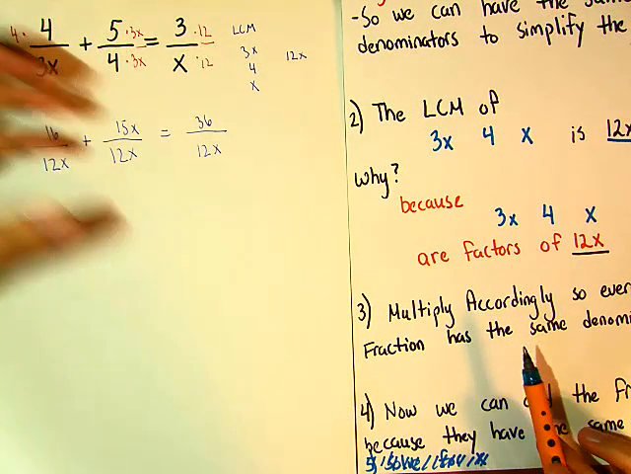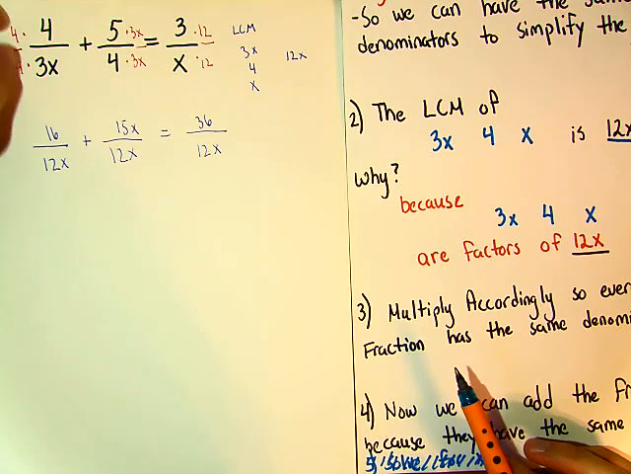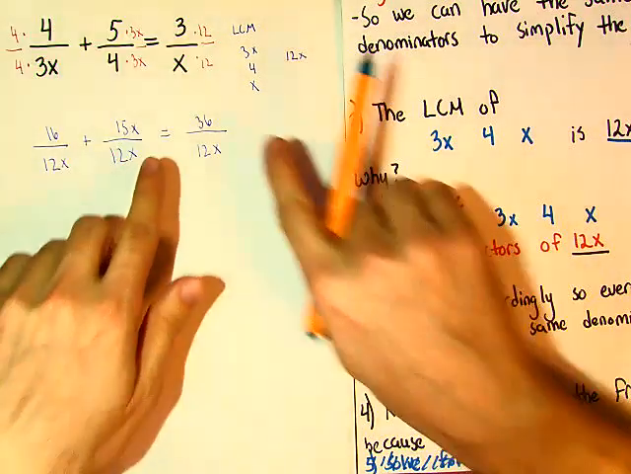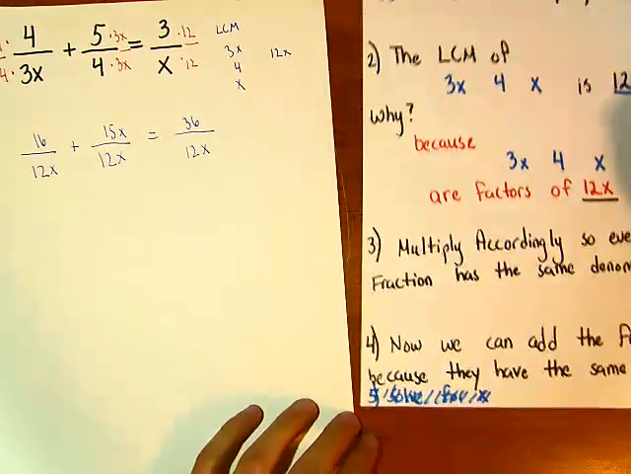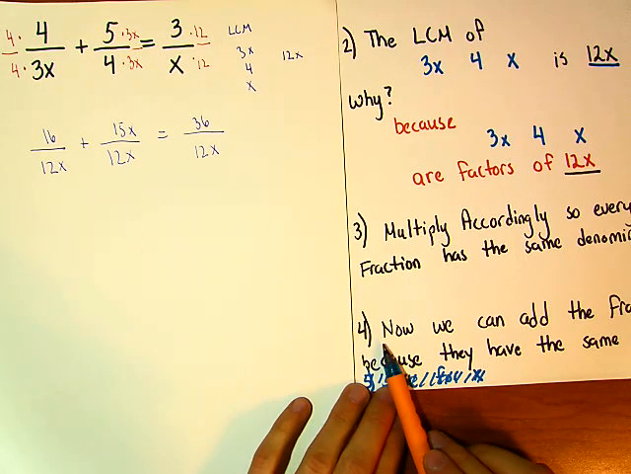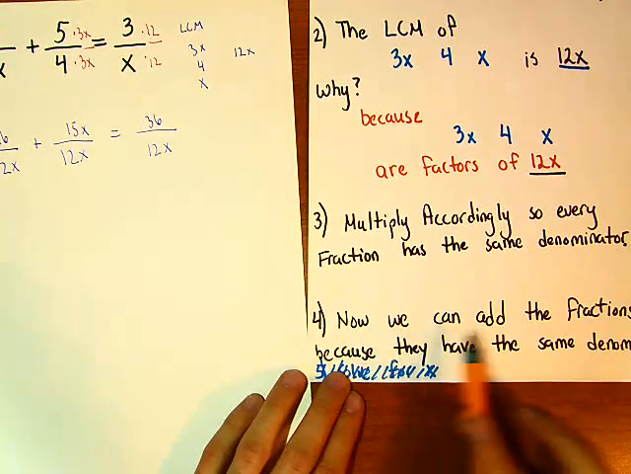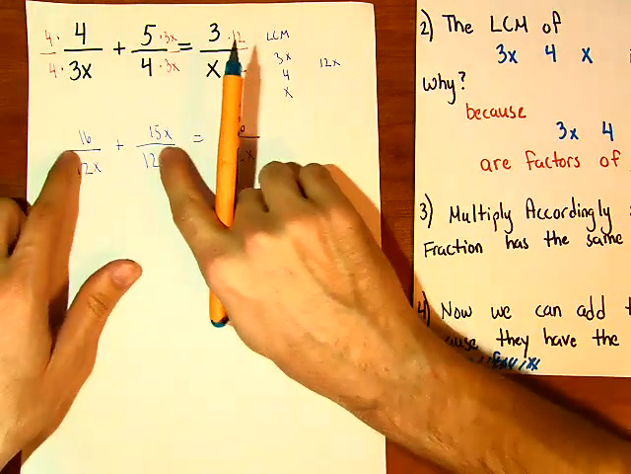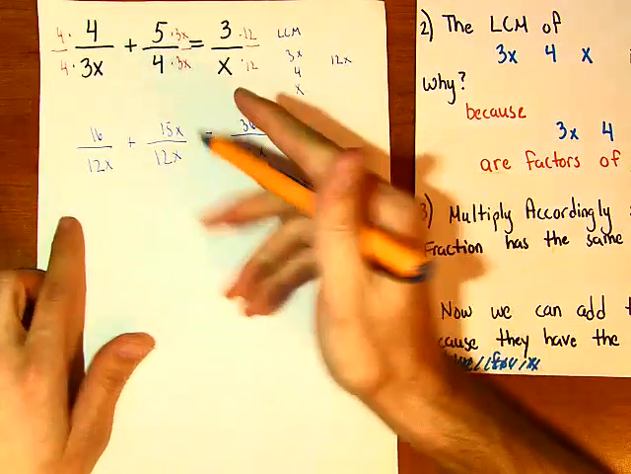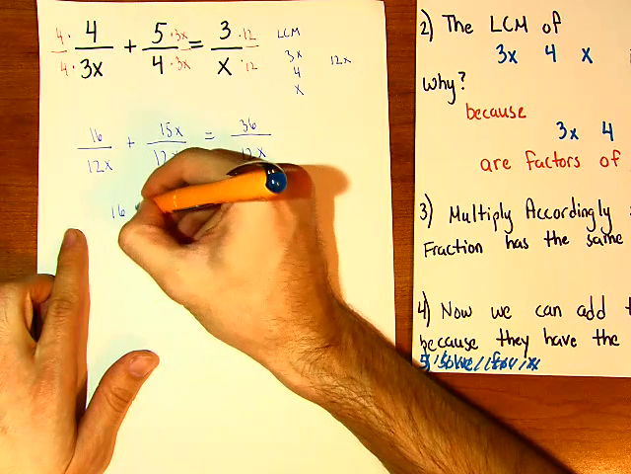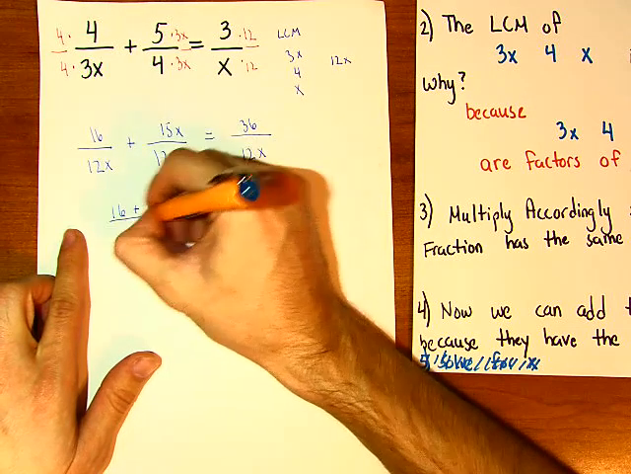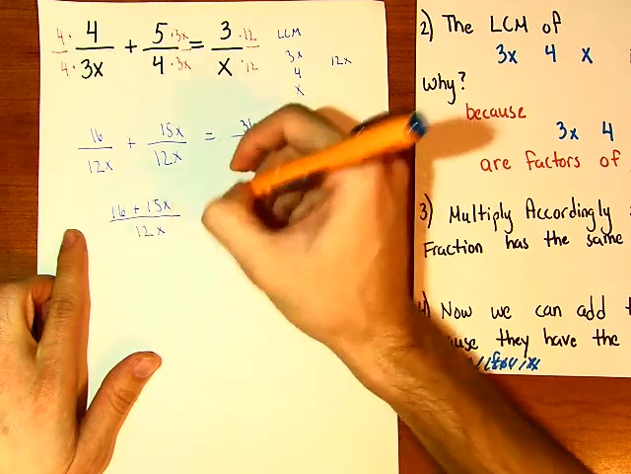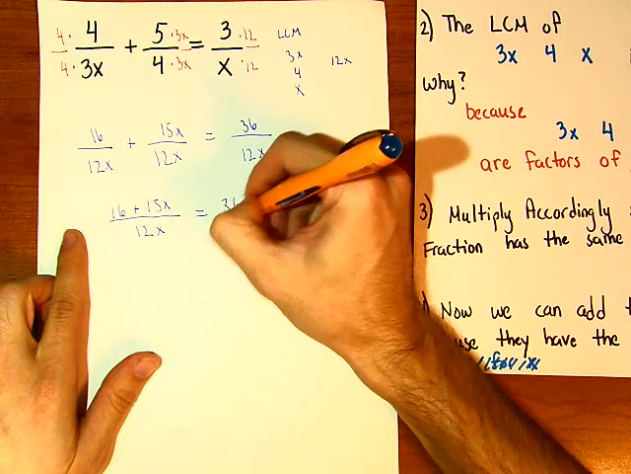You are multiplying top and bottom by the same thing. Why? To get the same denominators here. So now that we have the same denominators, what can we do? We can add the fractions because they have the same denominator, right? So we can add these 2 fractions together. So this is 16 plus 15x over 12x is equal to 36 over 12x.